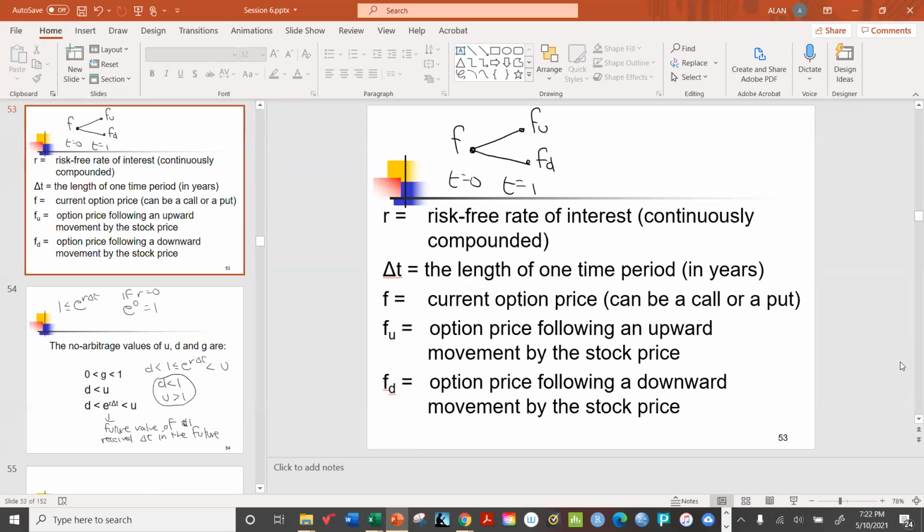Now, I just want to point out then that if we have 2 time steps in our model, we have to extend this a little bit further. These subscripts can start to really pile up in a hurry. So let me show you what the tree would look like if we had 2 time steps.